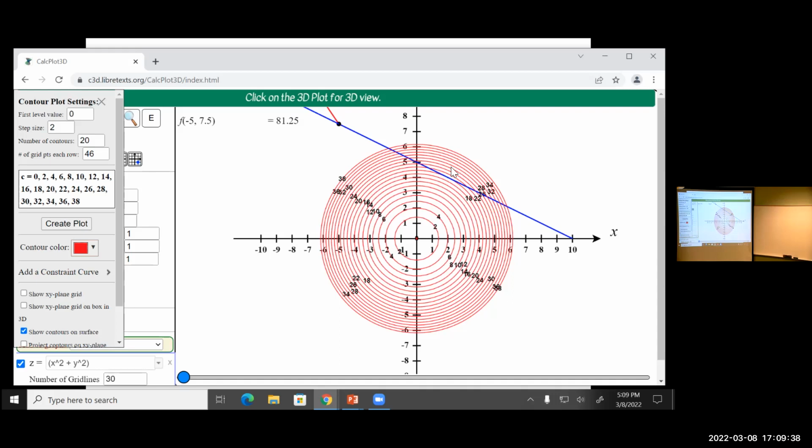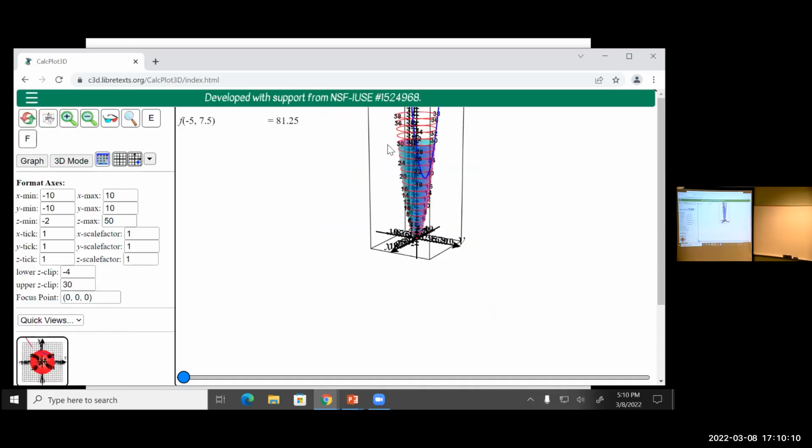Well, think about what we know. What is a vector that we know is going to be perpendicular to a level curve? And I had mentioned this topic is going to keep coming up again and again. The gradient. So basically, we want the spot where the gradient of our objective function and our constraint are parallel, not necessarily equal.